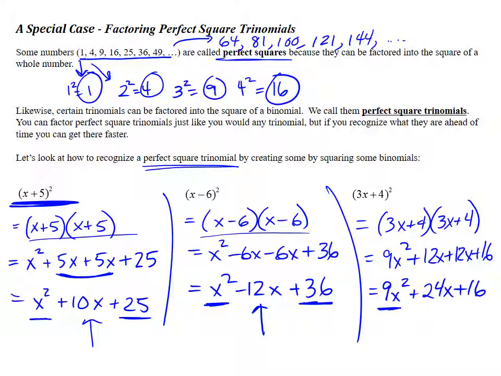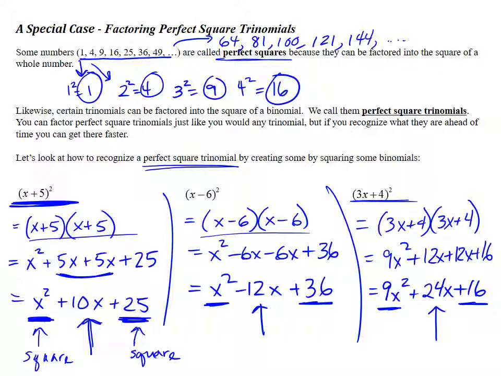Again, the first and last terms were the squares of what you started with in your binomial, and the middle term is different. So when you square a binomial, you're always going to get 3 terms. You're going to get the square of the first term in the binomial and the last term in the binomial, but then you get this middle term. So what we want to think about for recognizing when we have a perfect square trinomial is we need a trinomial that has a square on both ends, and then the middle has to be in a very particular setting. And so let's go back.